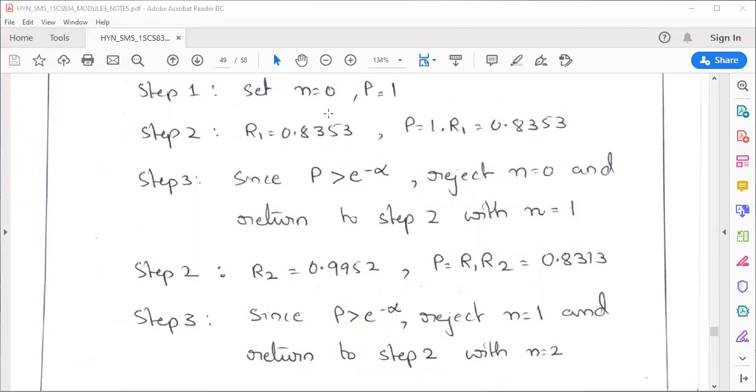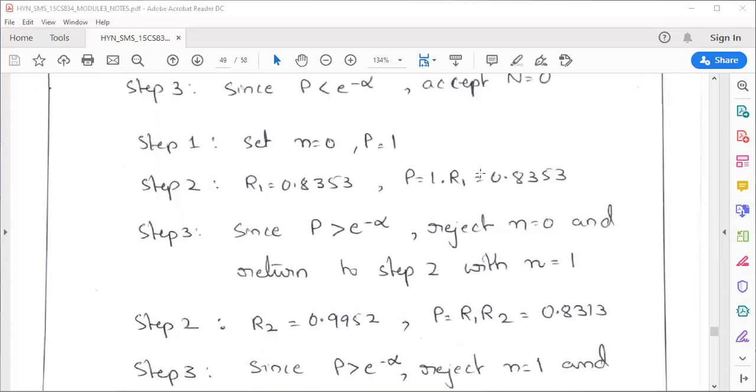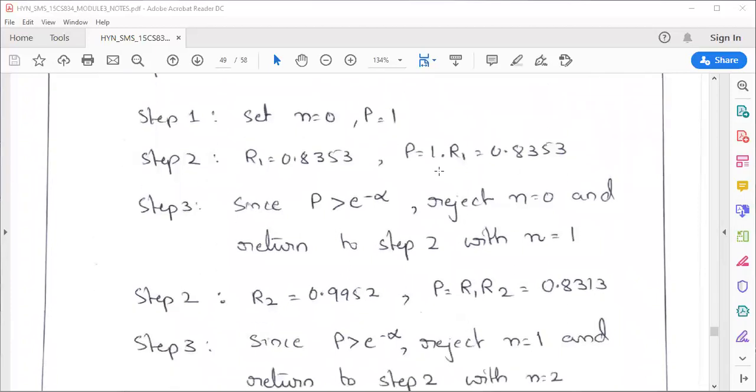I repeat, we started with n is equal to 0, p is equal to 1. We took one random number and multiplied it with the previous value of p, because until here we had acceptance. Once it is accepted, we have to stop. If at all it is rejected, then only we should continue. So I will get 0.8353. Now 0.8353 is greater than 0.81, so I have rejected n is equal to 0 and return to step 2 with n is equal to 1.